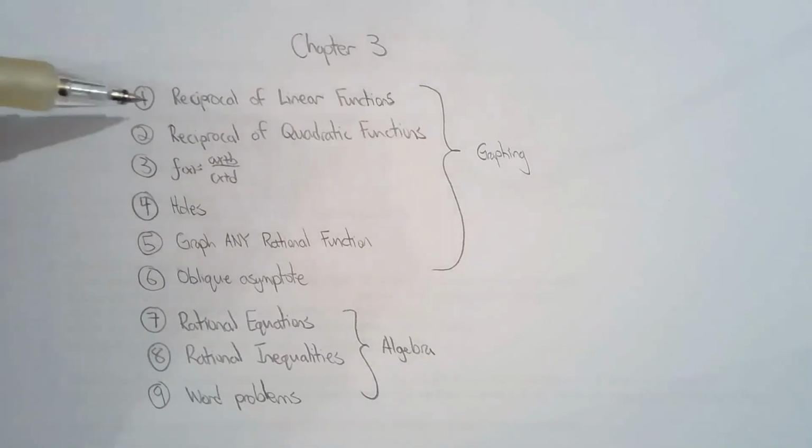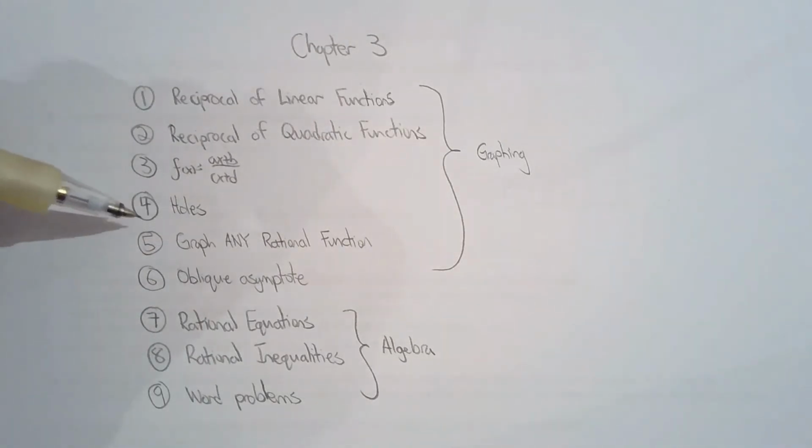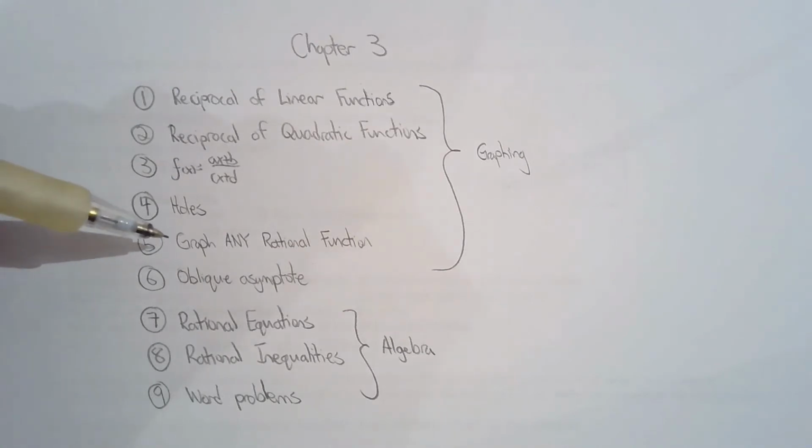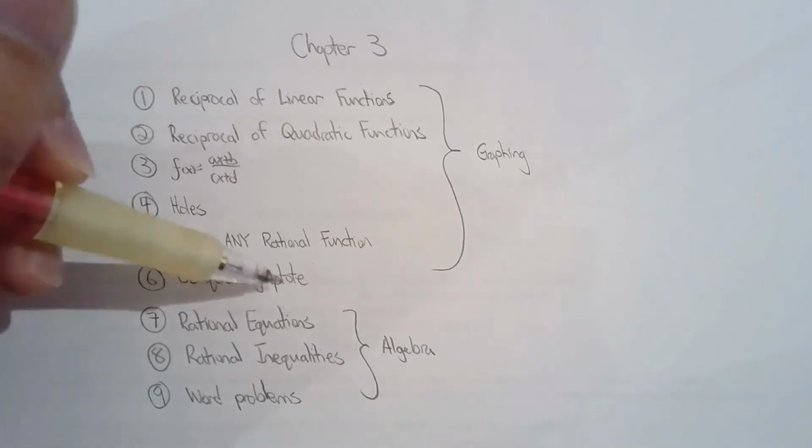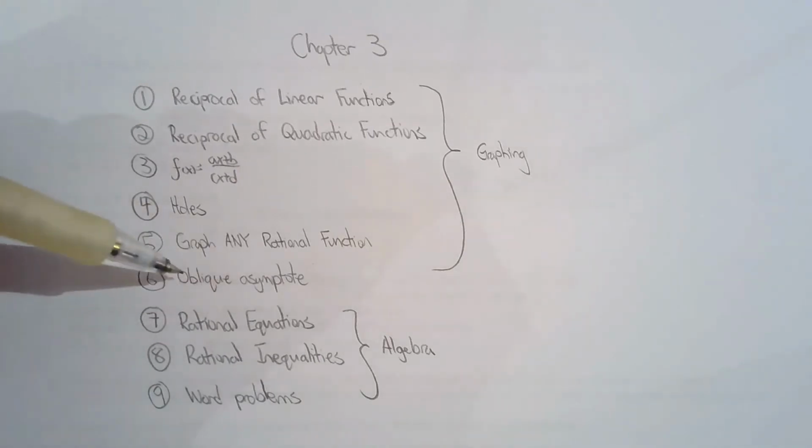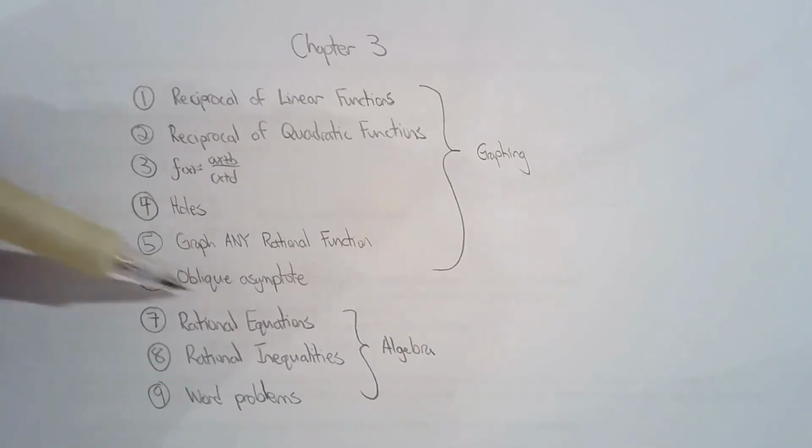Okay, so if you've done 1, 2, 3, 4, the only rational functions you can work with are the ones where the degree of the numerator is less than or equal to the degree of the denominator. But what if the degree of the numerator is greater than that of the denominator? Then we have this oblique asymptote situation, or in fact, it might be a parabolic asymptote or a cubic asymptote, but we mainly focus on oblique asymptotes.